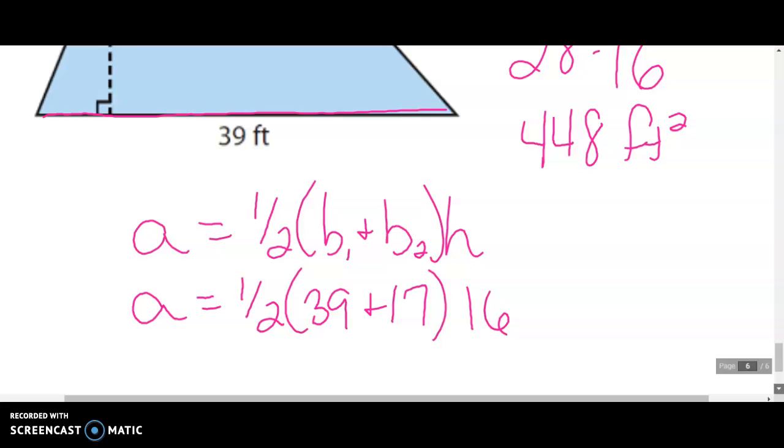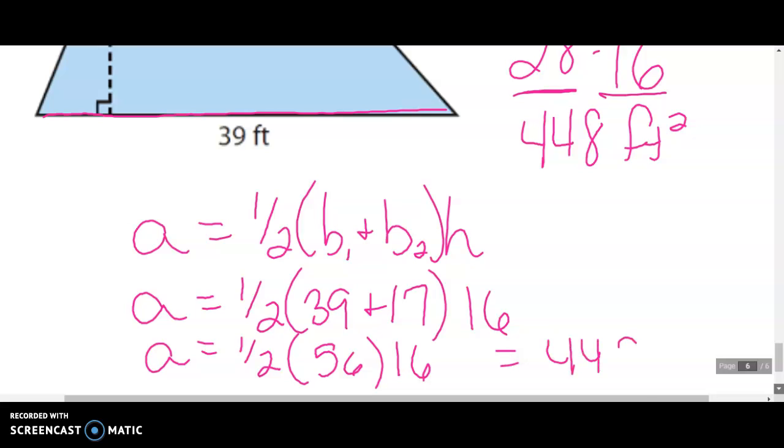And if you plug that into your calculator, you get area equals half times, well, we know that 39 plus 17 is 56, because we already did that when we averaged it. And then we can do, from there, half times 56, which is 28, which we already got. 28 times 16 equals 448. It's the same answer. Okay?